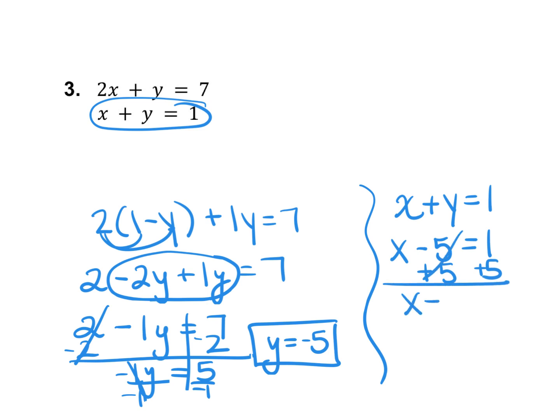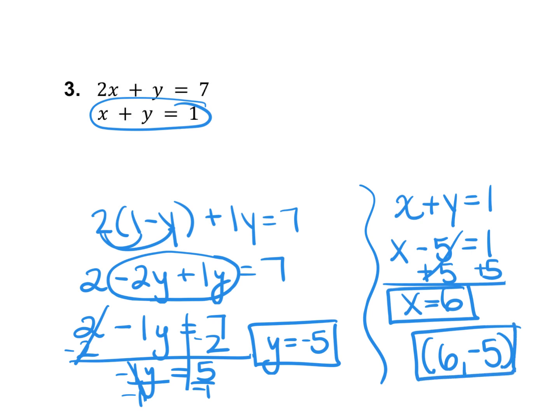And x is equal to 6. All right, so we've got our two variables. So for our point, our coordinate then, our x is 6 and our y is negative 5. So the point at which these two equations would intersect on the graph would be at 6, negative 5.